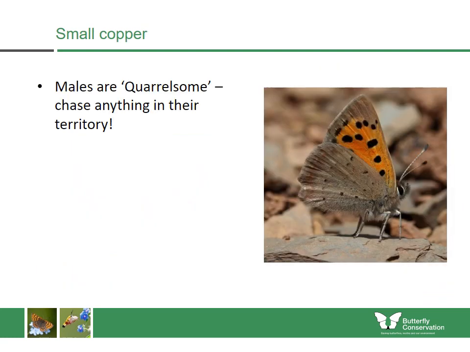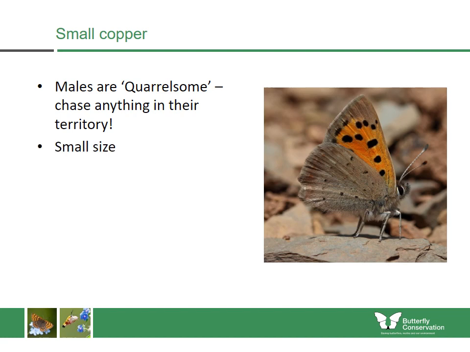So the small copper then. The males of this species are regarded as being quarrelsome, and they will chase anything within their territory, and it means that you usually only find them in ones or twos, but never very large numbers. They can be hard to see because they are quite a small butterfly.